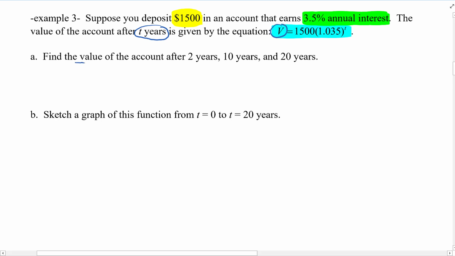A, find the value of the account after 2 years, 10 years, and 20 years. So let's go ahead and do this. I'm going to write here v of 2 equals, we're going to substitute 2 for our t, 1,500 times 1.035 raised to the second power. So v of 2 is going to be equal to, well actually, let's do this first on the calculator here.